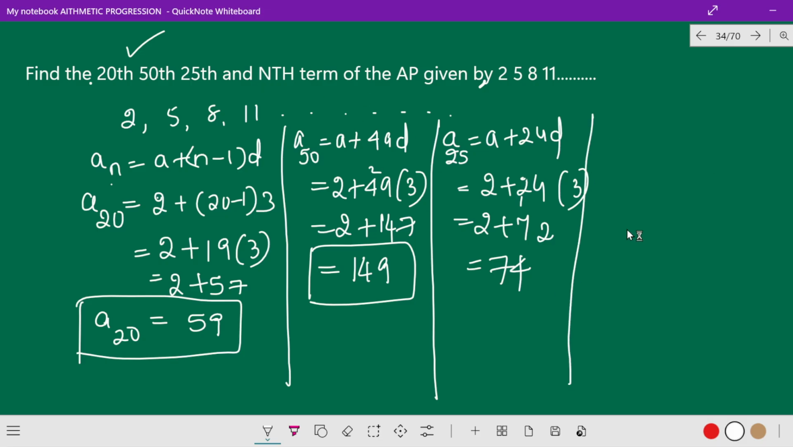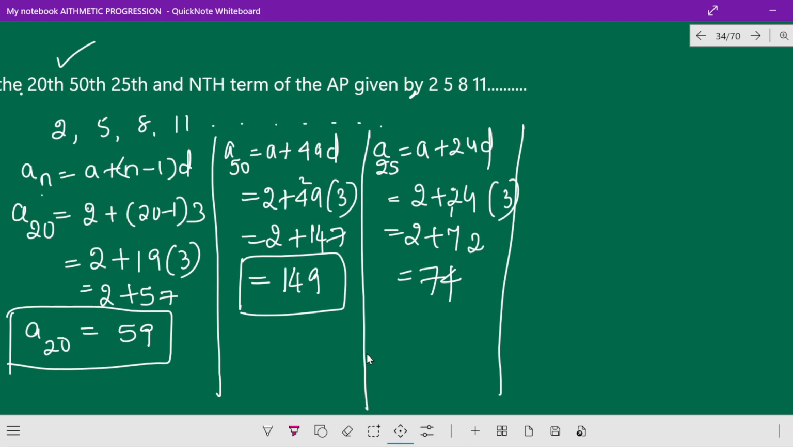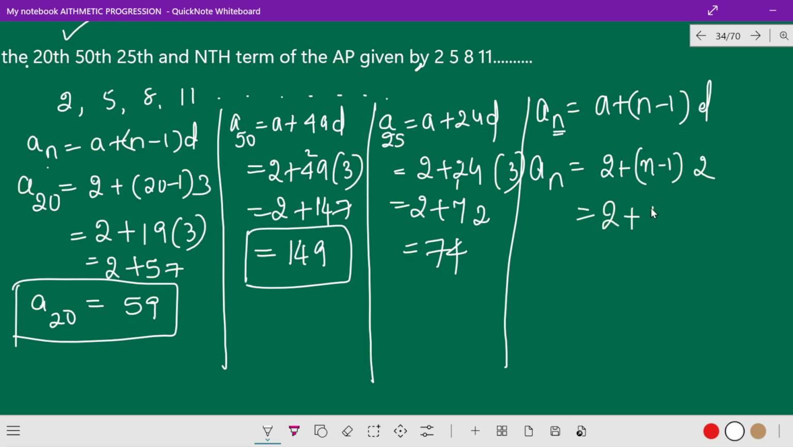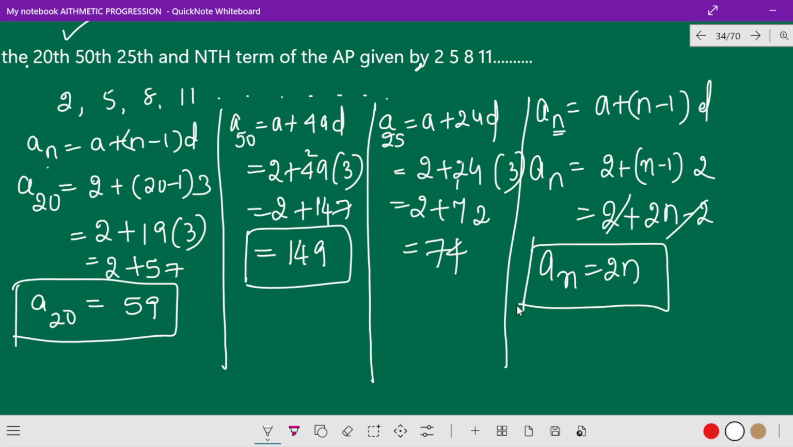It also asked you to find the nth term. So we will find the nth term. The nth term is given by an = a + (n - 1) d. So we write an is equal to a, which is 2, plus (n - 1) into the d value, which is 2. So finally you get 2 plus 2n minus 2. The 2 and minus 2 cancel, so the nth term is 2n. This is the way we find it.